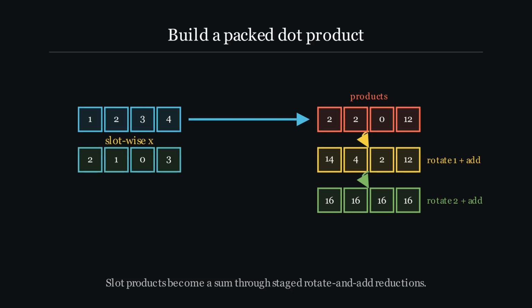The final green row contains 16 in every displayed slot, matching the ordinary dot product. Real implementations may keep the result in one target slot instead, but the staged reduction demonstrates how cross-slot aggregation emerges from rotation and addition.